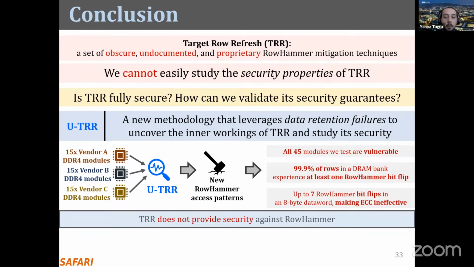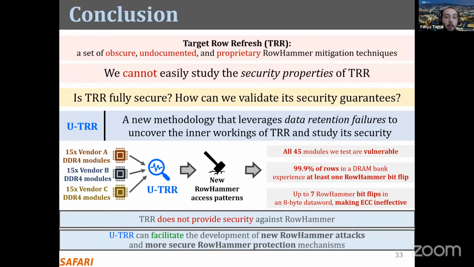And we conclude that TRR does not provide security against RowHammer, since one can easily uncover and craft an access pattern that will bypass a certain TRR mechanism. And we hope that U-TRR can facilitate the development of new RowHammer attacks and more secure RowHammer protection mechanisms in the future.